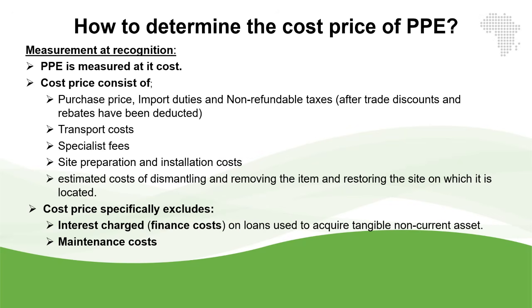And what we also specifically exclude here is the maintenance cost. Maintenance cost should not form part of your cost price. Remember that you do maintenance so that the asset continues to operate the way it should, to function optimally. But again, you are not really adding any value to the asset itself. So maintenance cost will not form part of your cost price.